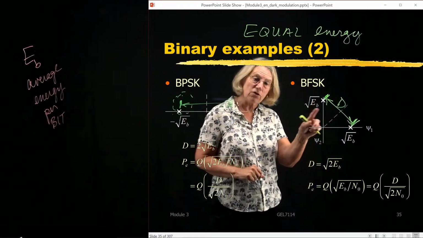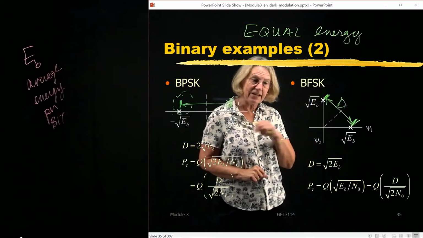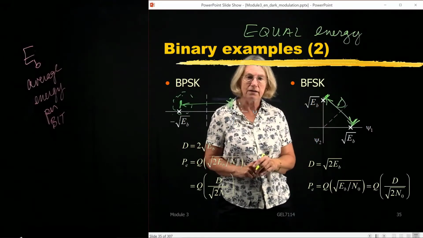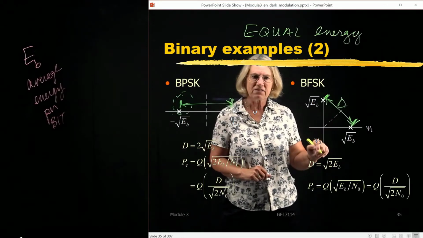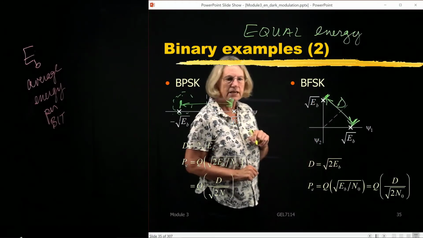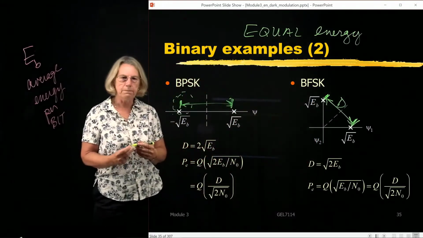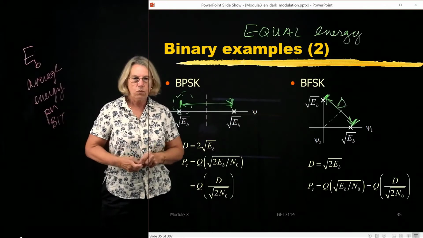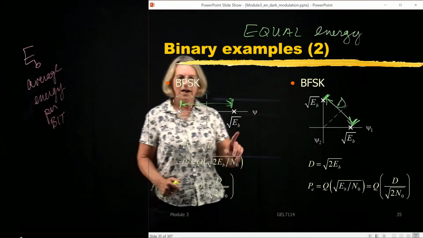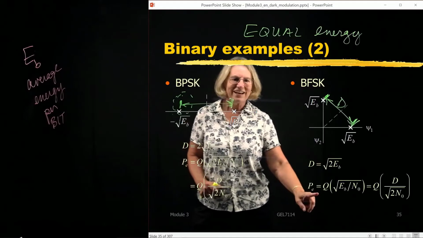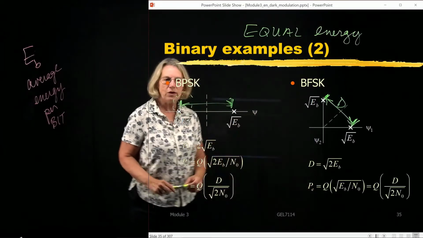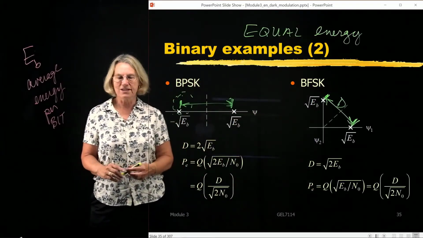So first thing I notice is that when I calculate the D here, just a little geometry with the Pythagorean theorem, I find that the D is equal to the square root of 2EB. So that means when I put it into this equation with the new D, I get the square root of EB over N0.